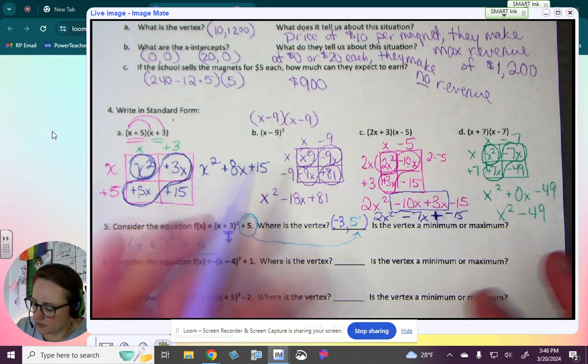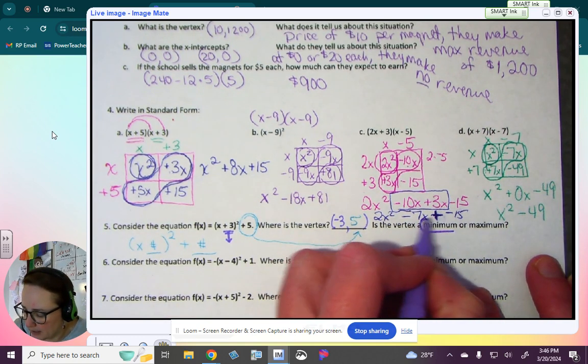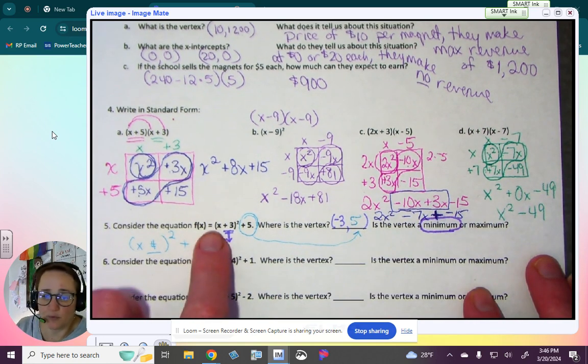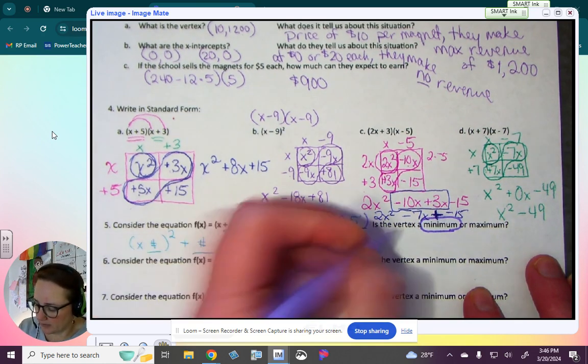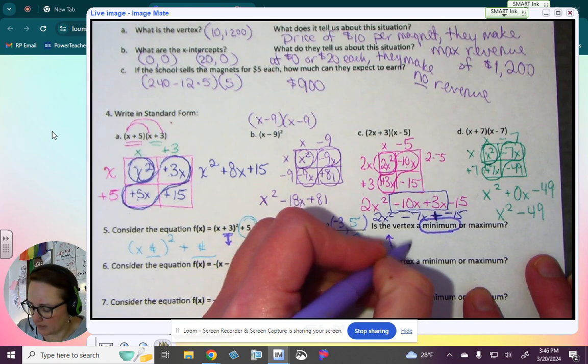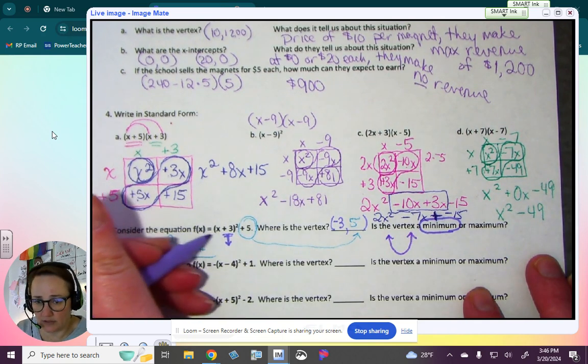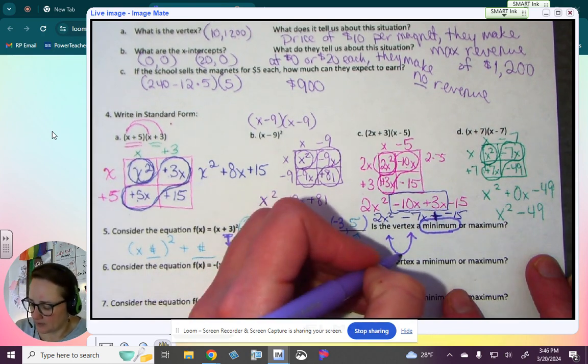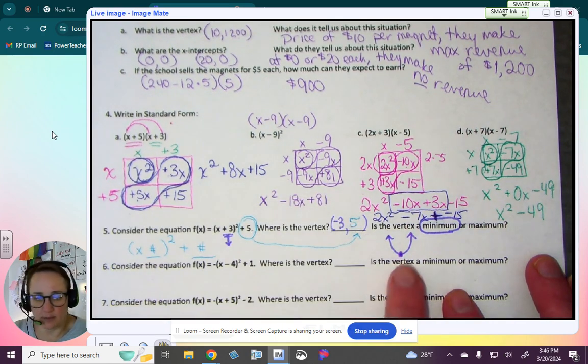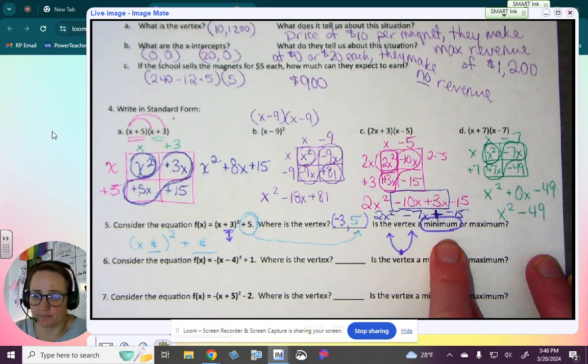I know that this vertex is a minimum, and I can tell because this is an upward opening parabola. It doesn't have anything negative to make it a real downer of a graph. It's a super positive graph. It's a positive number out in front of the parentheses. And so this vertex is happening right there at the bottom, so it's a minimum.